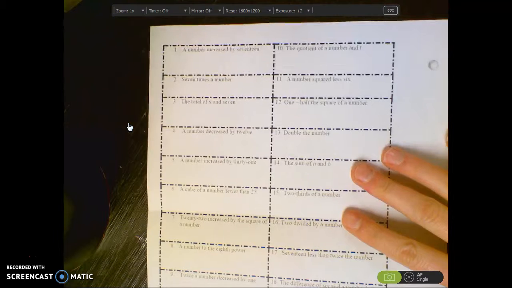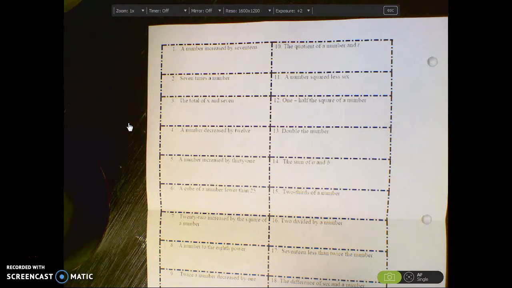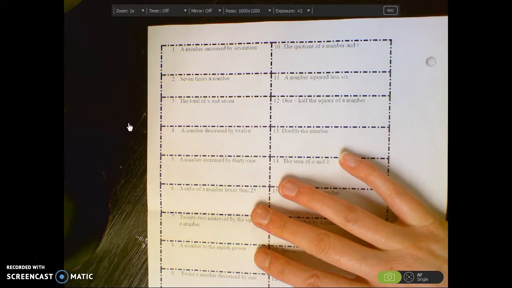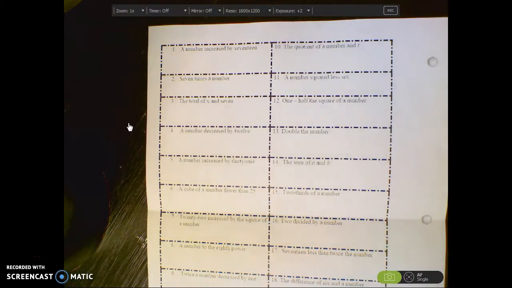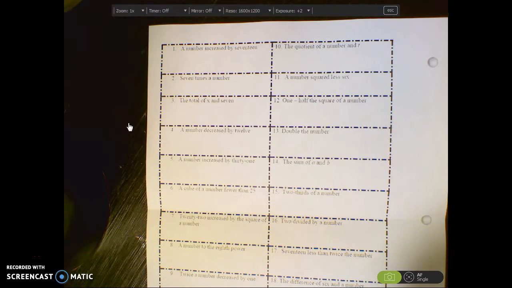You're going to see how I'm going to use two colors to work on this, and you may want two colors as well. So if you want to get out a pen or a marker, I'm going to use two, and then in like 3 examples, I'm going to use 3 colors, okay? But probably at most you're going to need is 2, and then if you need a third, it's not a huge deal. Okay, so number 1 is a number increased by 17.